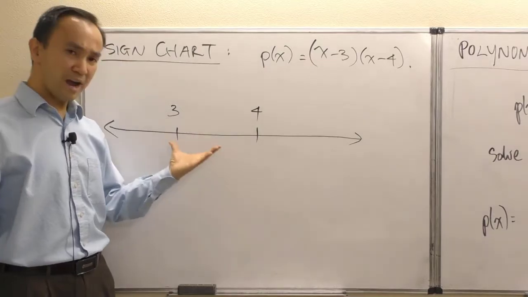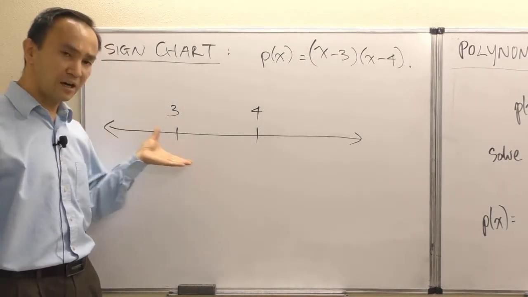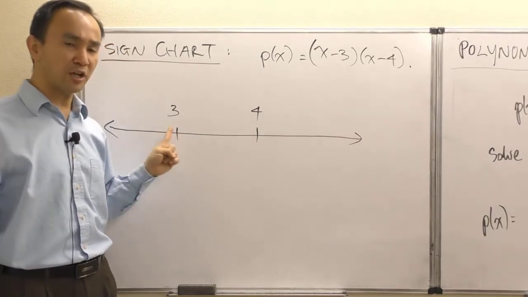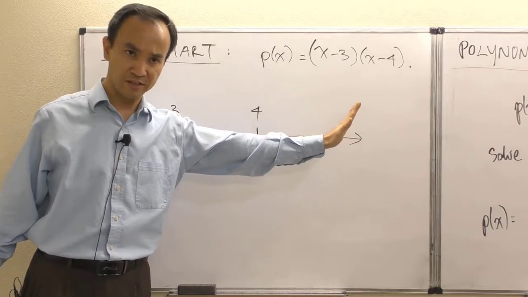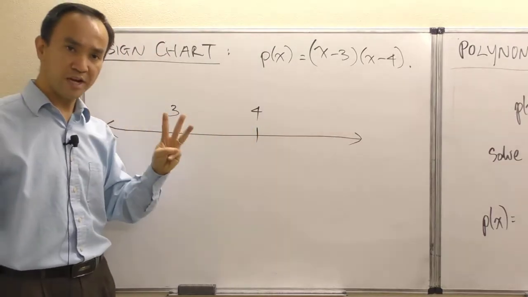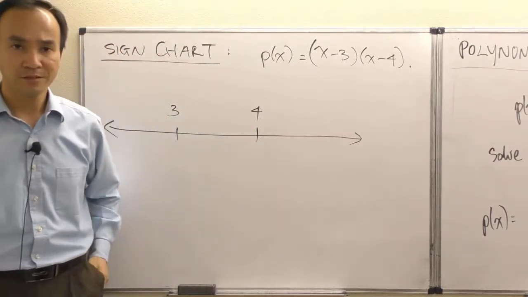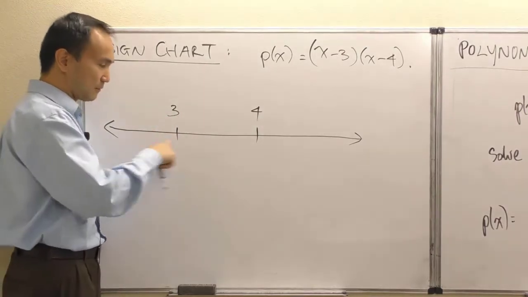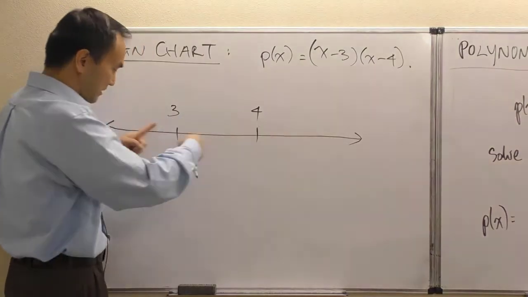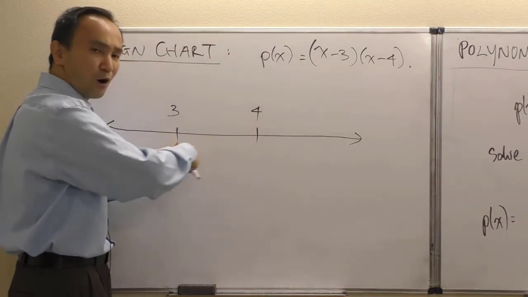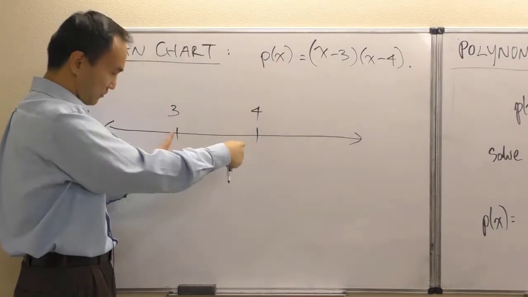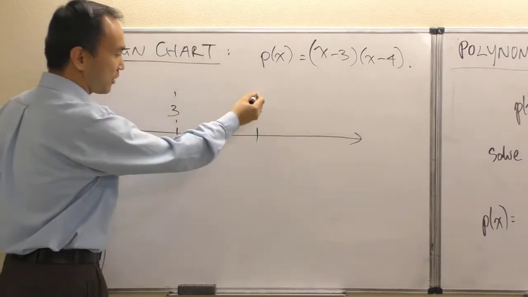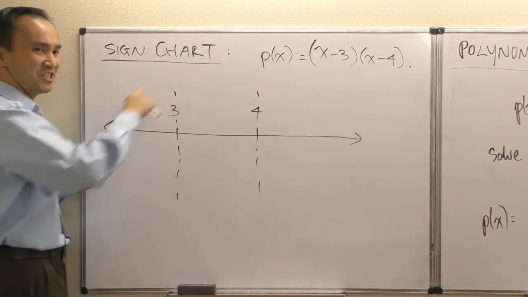But now look at the way it is right now. This line represents the number line. After putting down all of our zeros, it breaks our entire number line into, in this case, 3 separate intervals. Right now it's just a number line, and we put down all of our zeros here, in this case only 2 zeros, so we ended up with 3 separate intervals. Right through that, I'm going to draw and create columns, and that's why we call it a sign chart.